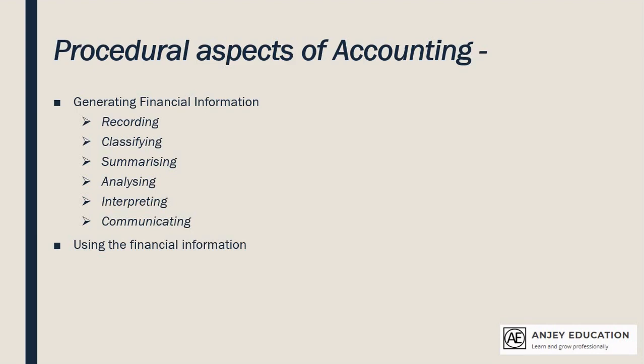Interpreting. It is concerned with explaining the meaning and significance of the relationship as established by analysis of the accounting data. Financial statements should explain not only what has happened but also why it happened and what is likely to happen under specified conditions. Communicating. It refers to transmission of summarized, analyzed, and interpreted information to the end users to enable them to make rational decisions.